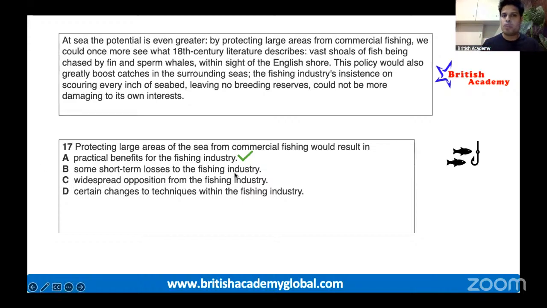Some short term losses for the fishing industry, short term losses that is not being given. This word is missing over here, so we can eradicate that. Widespread opposition from the fishing industry. There is no opposition that is being given to us, guys, from the fishing industry. This word itself is not being cited. And certain changes to techniques within the fishing industry. They are not telling anything about the change of techniques.